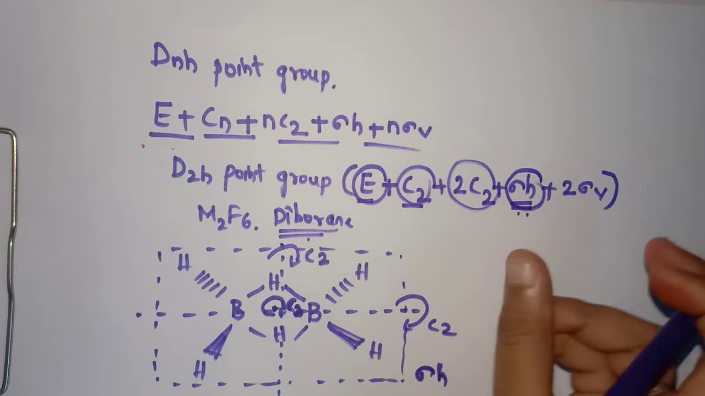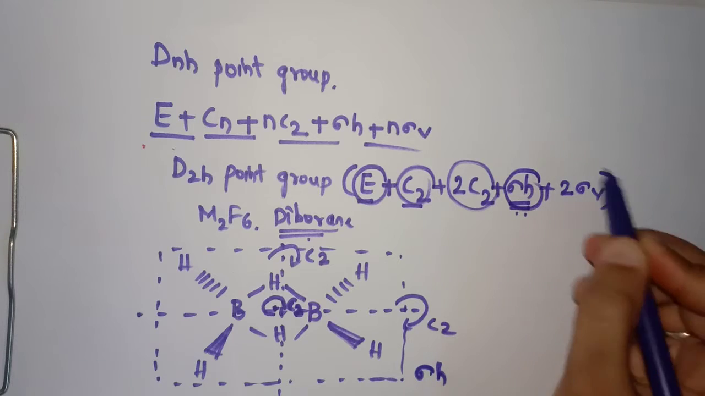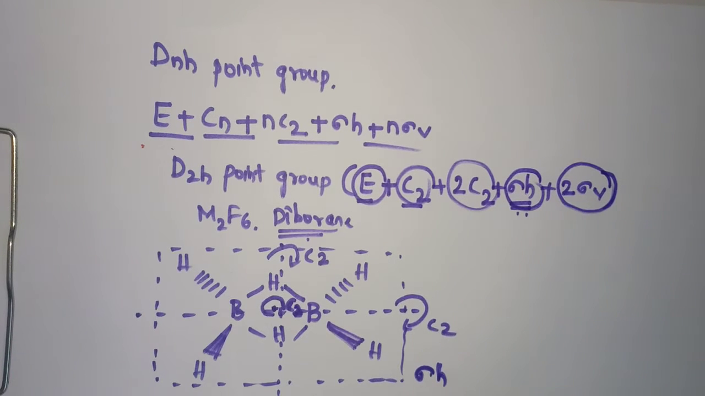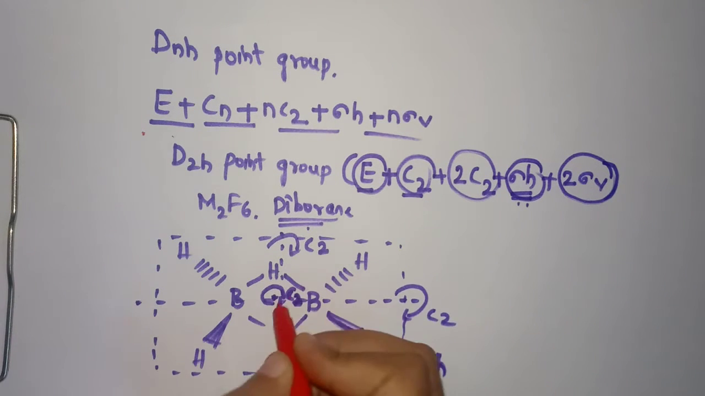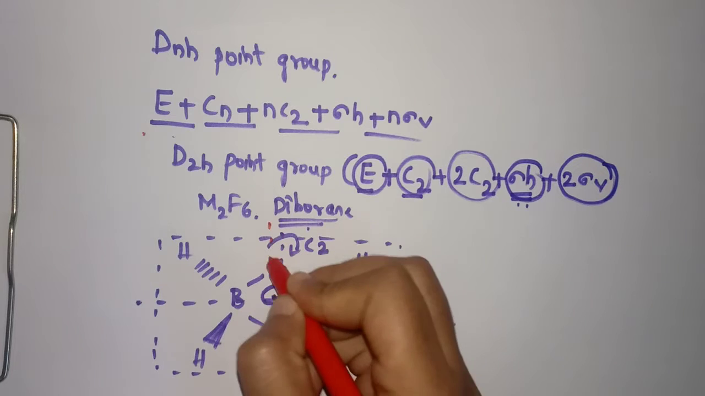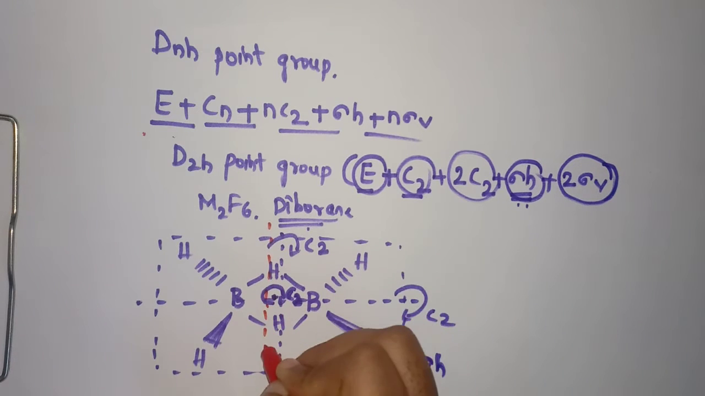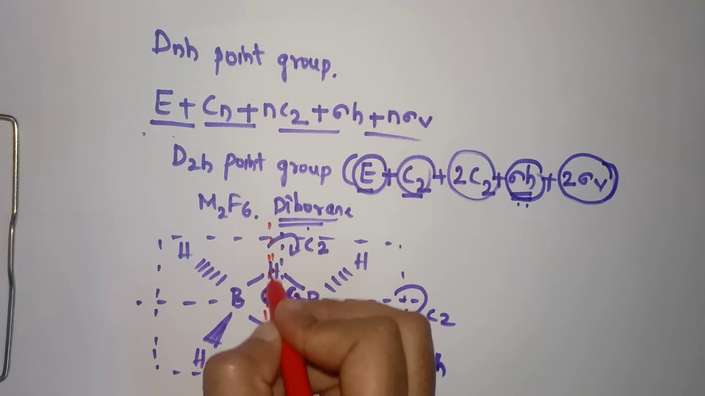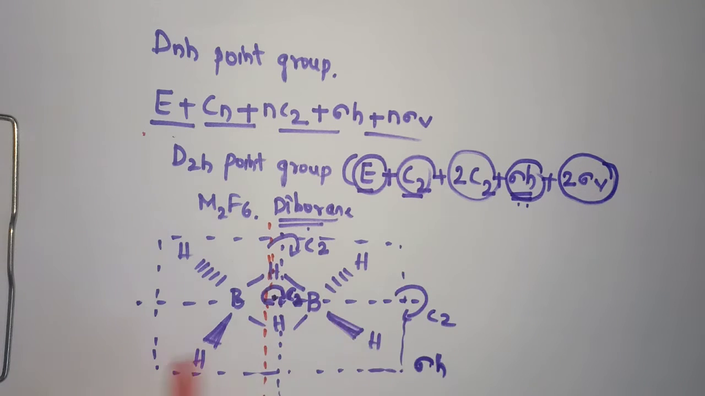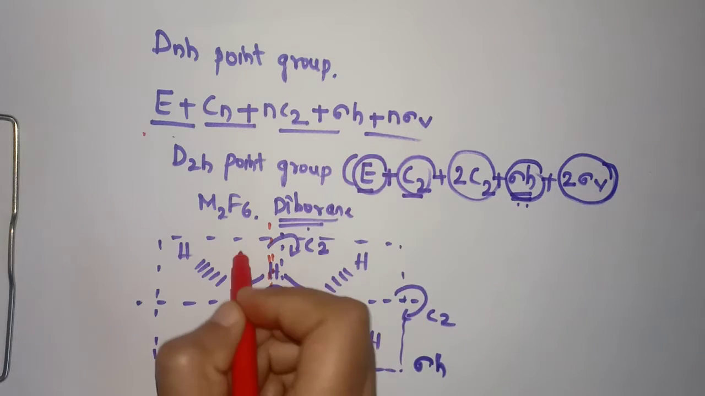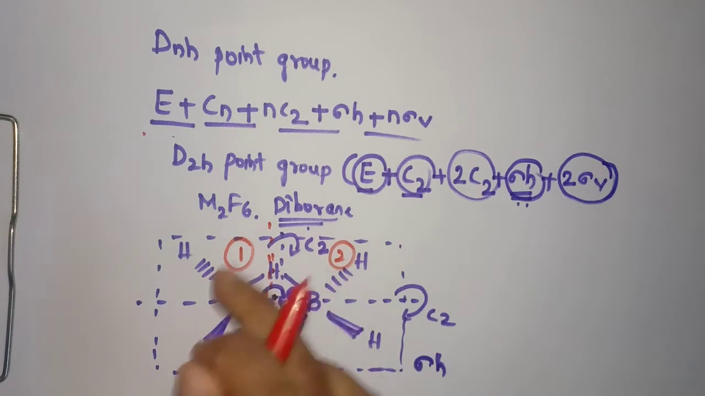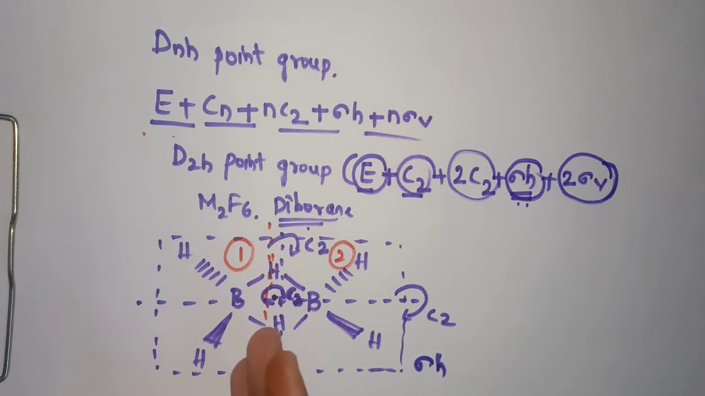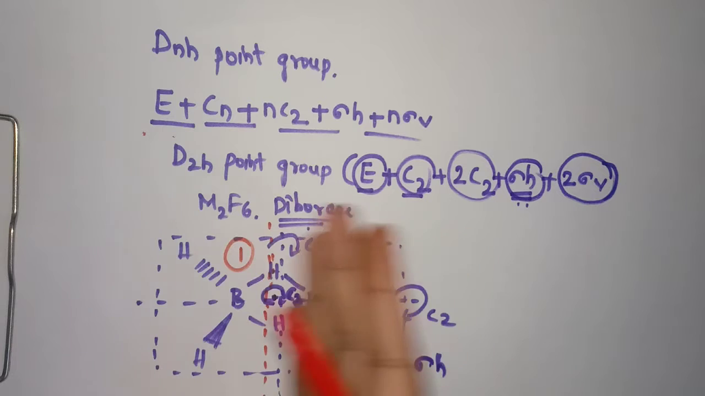Our next task is to find out this 2 sigma v. Here is the principal axis. I will draw an axis like this, that is parallel to the principal axis. Parallel to the principal axis, I have drawn the imaginary axis here. It should cut the molecule into two equal halves. See, it is the first part and it is the second part. These two are the mirror images of each other. These two are the mirror images of each other.